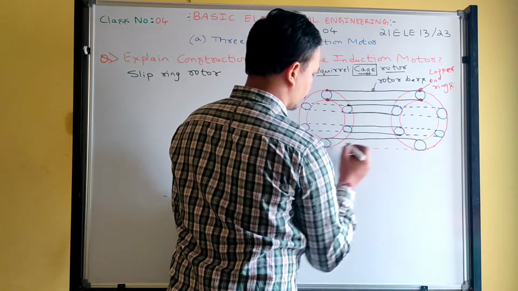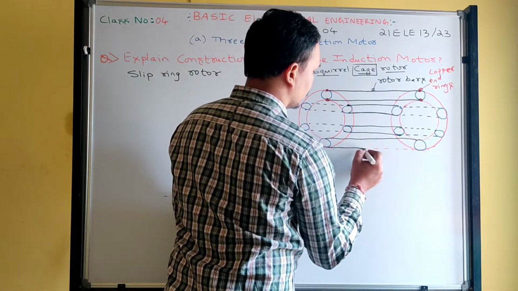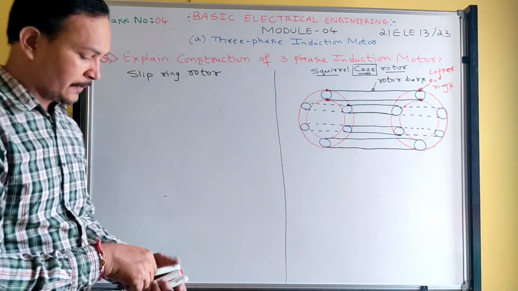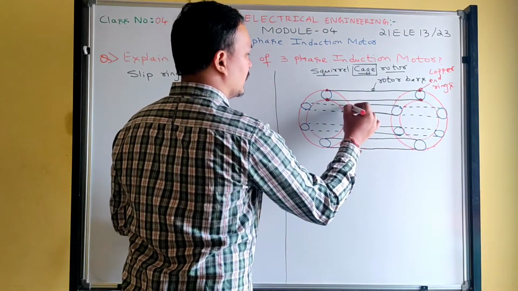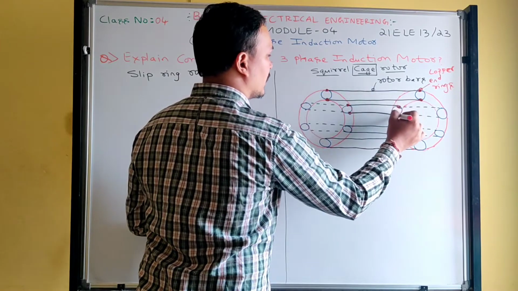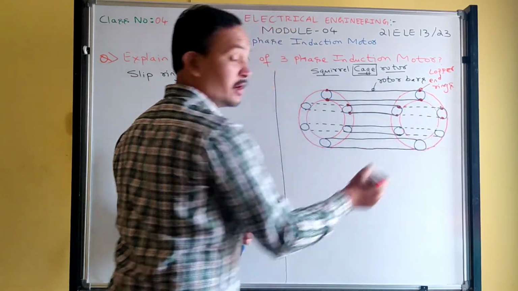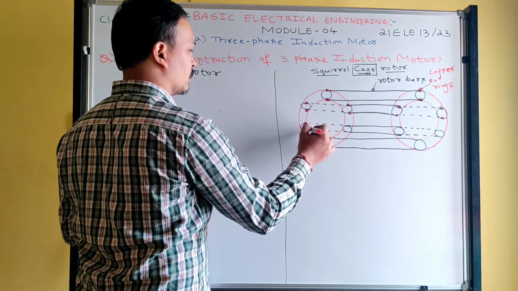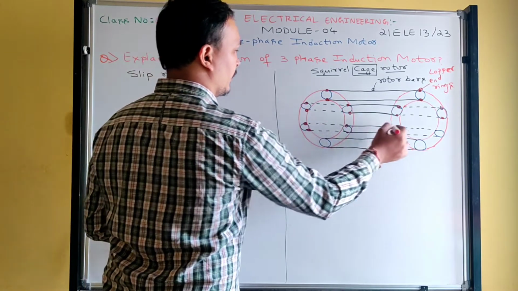Okay, so there will be so many bars there, so they are going to insert in the respective holes. Okay, see now finally the bars are soldered with the help of the what? With the help of what? Very good, end rings. With the help of the end rings, the rotor bars are shorted.